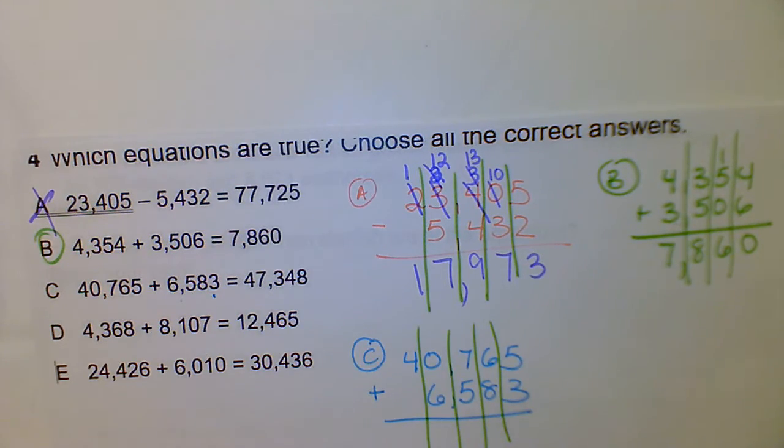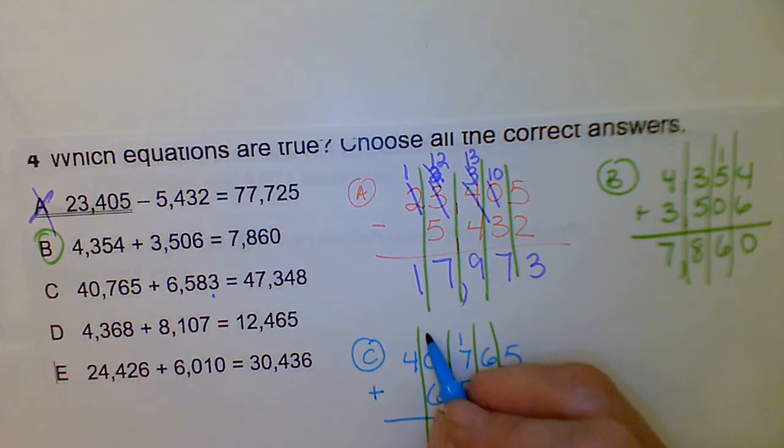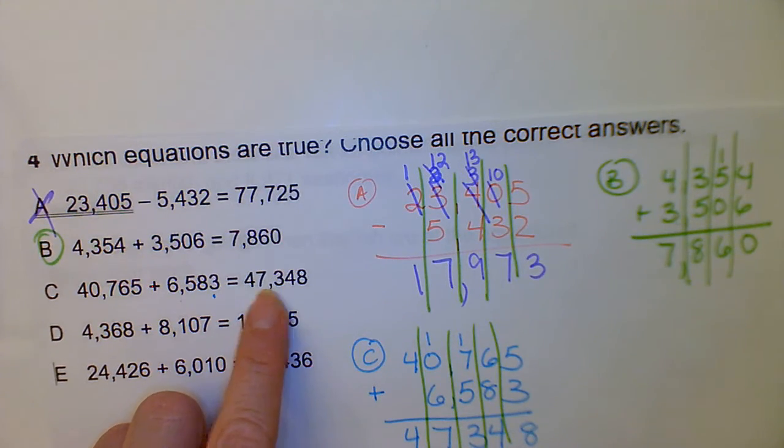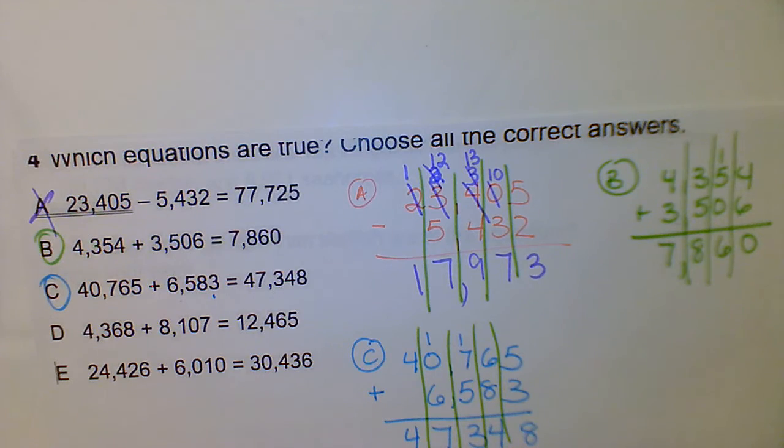All right, so 5 plus 3 is 8, 6 plus 8 is 14, 7 plus 1 is 8, plus 5 is 13, 1 plus 6 is 7, and 4 plus nothing is 4. So we got 47,348. Let's see if it's a match. 47,348. It is a match. Awesome. Next one. So now we're going to do D.